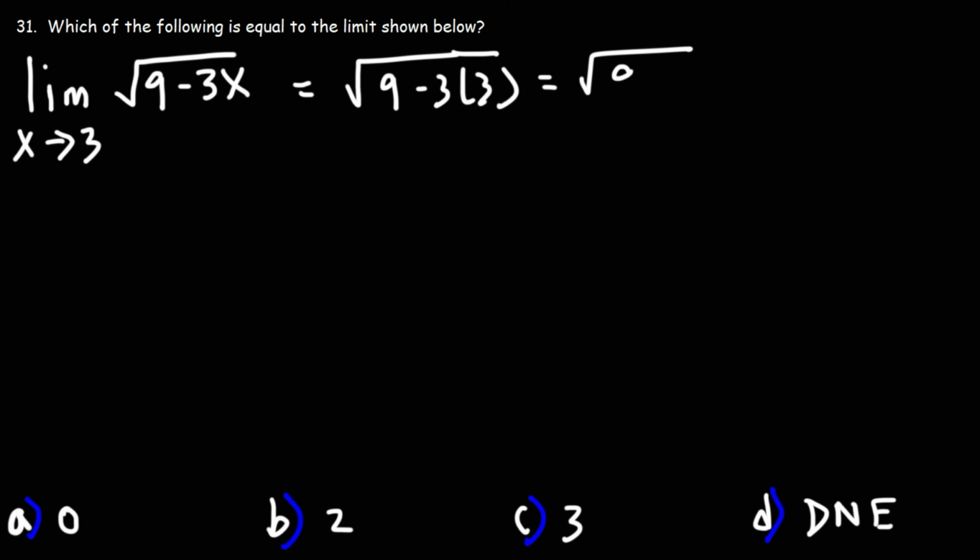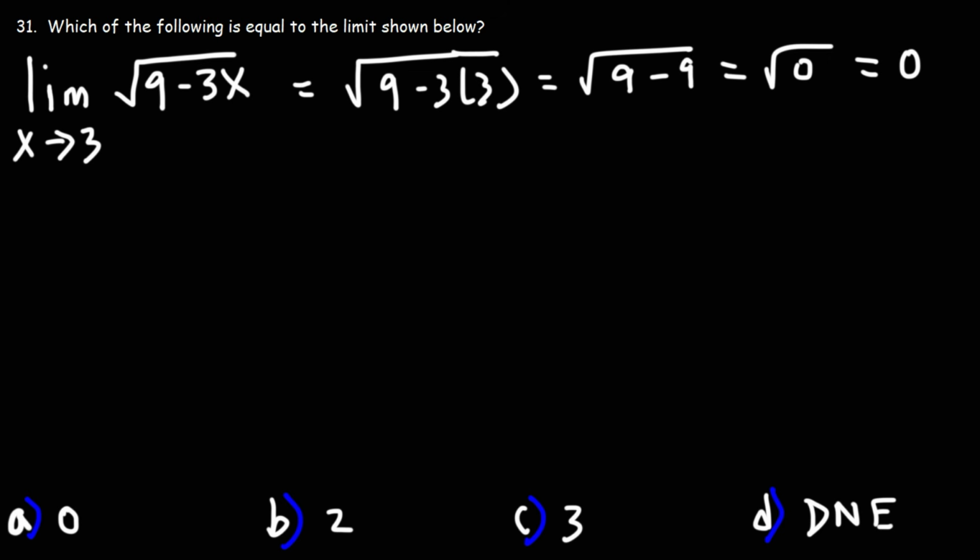And 3 times 3 is 9. 9 minus 9 is 0. The square root of 0 is 0. Now this is where you have to be careful, because that's not the correct answer. It appears like it would be the right answer, but it's not.